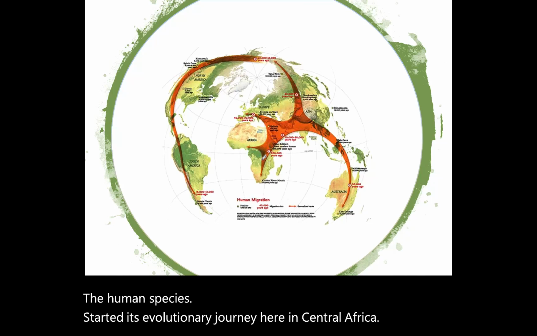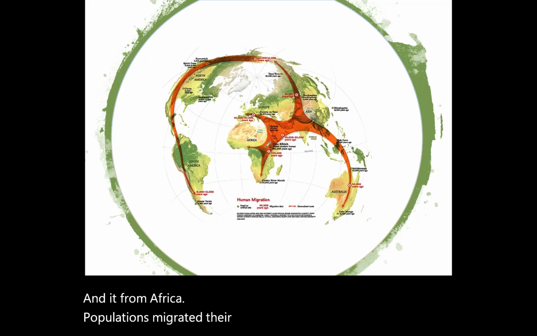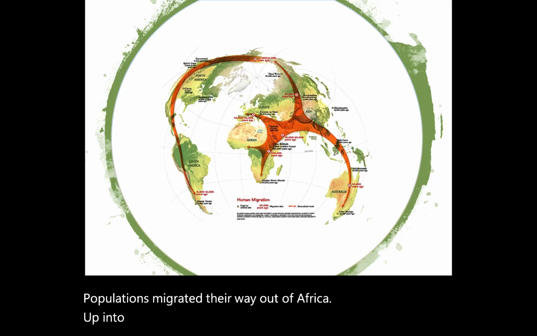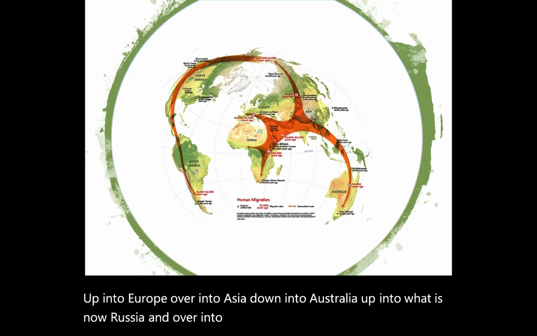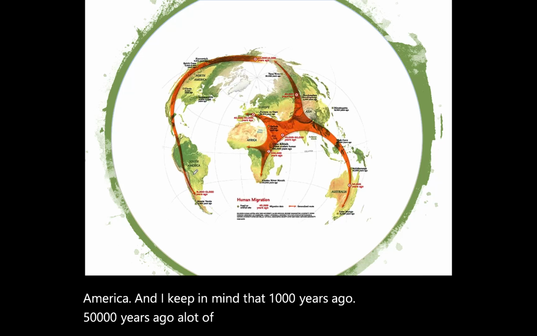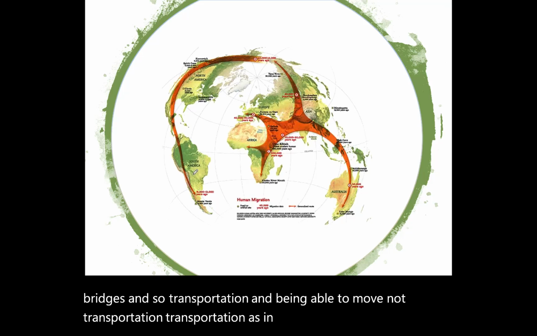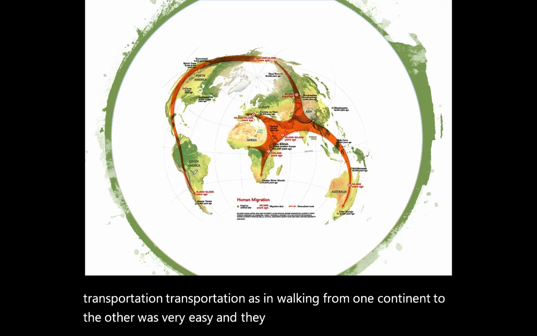And from Africa, actually, populations migrated their way out of Africa, up into Europe, over into Asia, down into Australia, up into what is now Russia, and over into North America, down into South America. Now, keep in mind that 50,000 years ago, a lot of these land masses were connected by land bridges. And so being able to move from one continent to the other was very easy. And they didn't realize they were doing that.